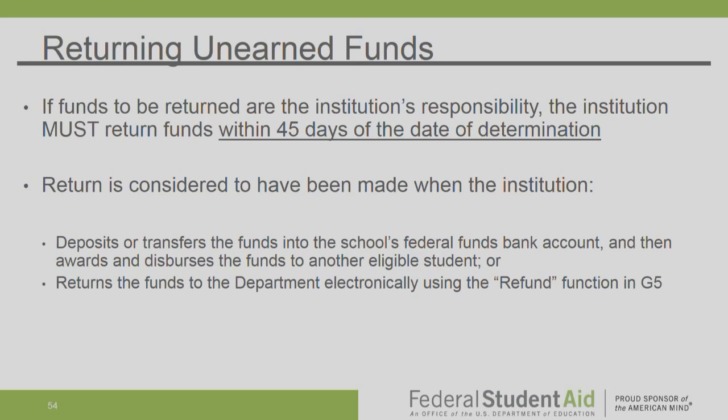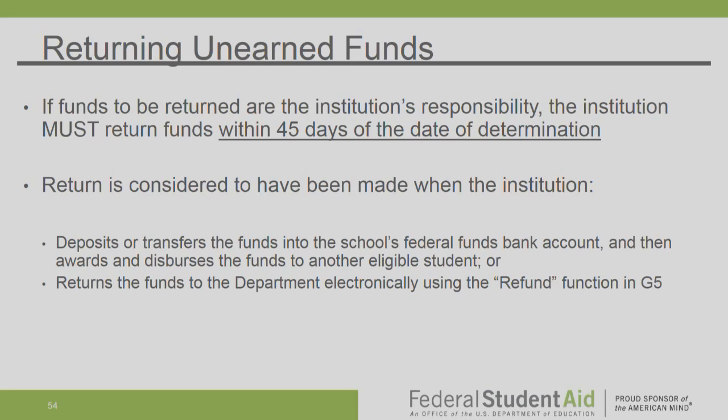So this one is not miscellaneous, and it's extremely important to the return of Title IV process, and that's return of unearned funds. So remember, as we pointed out earlier, if you have funds to be returned as part of the institution's responsibility, you have to do so within 45 days of the date of determination. And a return is considered to have been made when the institution, number one, deposits or transfers the funds into the school's federal funds account, and then awards and disburses the funds to another eligible student. So it's essentially as if you've taken the funds, put them back in your account, and then given them to another eligible student.